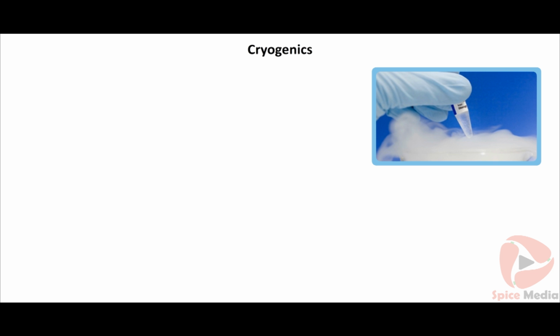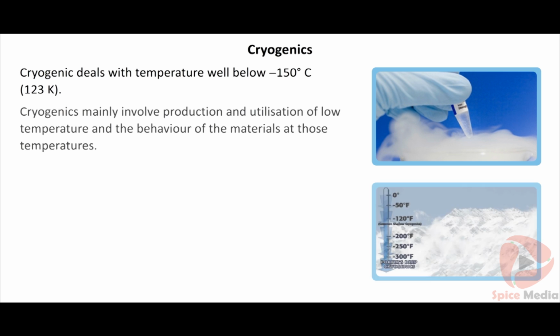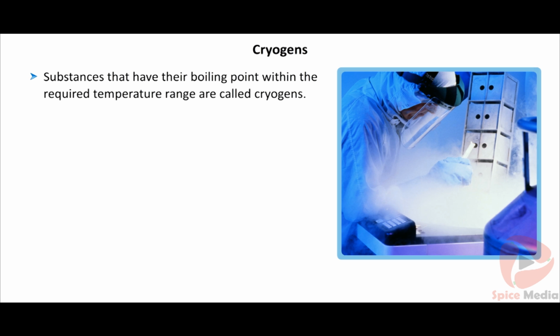Looking into history, the word cryogenics is derived from Greek. The words cryos and genes in Greek mean icy cold and born respectively. Cryogenics deals with temperatures well below minus 150 degrees Celsius, 123 Kelvin. Cryogenics mainly involves production and utilization of low temperature and the behavior of materials at those temperatures. Substances that have their boiling point within the required temperature range are called cryogens.